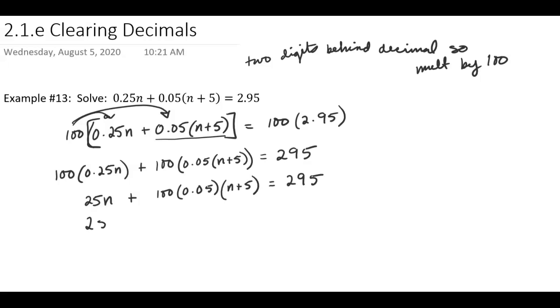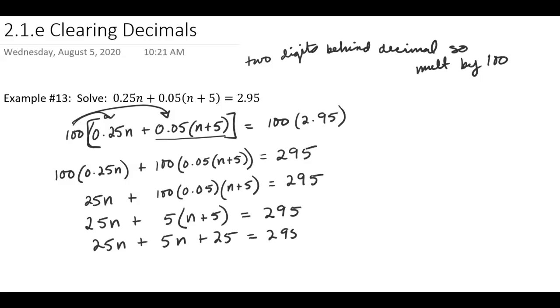we'll get it right. So 25n plus, now move the decimal 2 places, that's going to be 5 times n plus 5. And sometimes I think students are like, but the n plus 5 didn't get its 100. It's going to, because now we're going to distribute 5 instead of 0.05. So that's when it's getting the 100. We're going to take them both in at once. That's why we multiplied them. Okay, 25n plus 5n plus 25 equals 295.